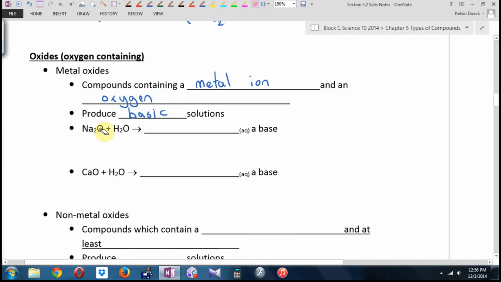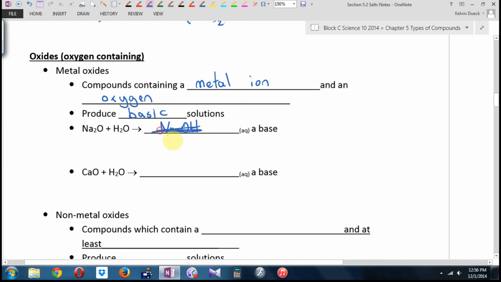Is this an acid? Does it start with hydrogen? Nope. So this is a metal, sodium, and an oxygen. This is a metal oxide. Combine it with water, and what's going to happen is we're going to get NaOH, a base. Now, how the heck did I figure that out?